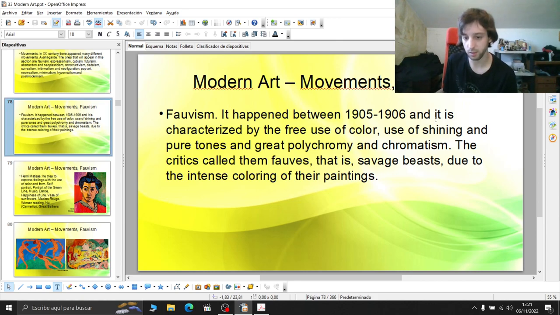Fauvism. It happened within these years, and it is characterized by the free use of color, use of shining and pure tones, and great polychromy. The critic called them fauves, that is, savage beasts, due to the intense coloring of the paintings. Also, in all these movements, I will talk mostly about painting, but also about sculpture and architecture when it is needed.